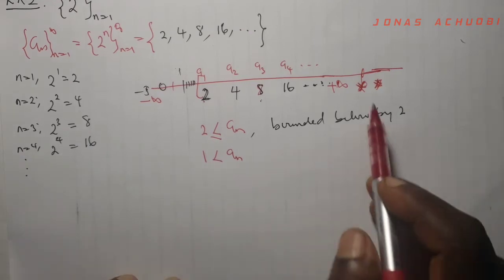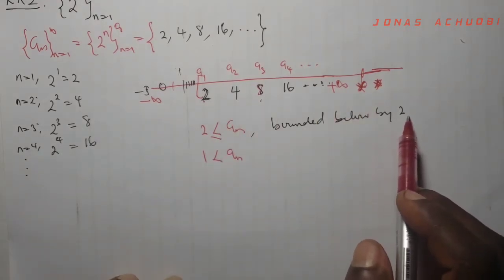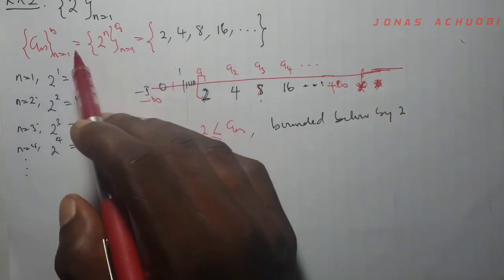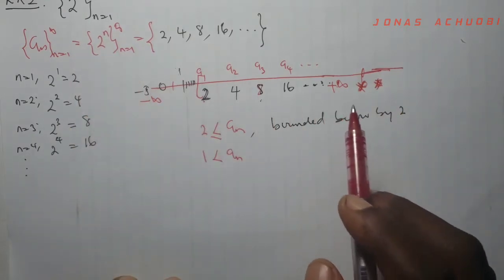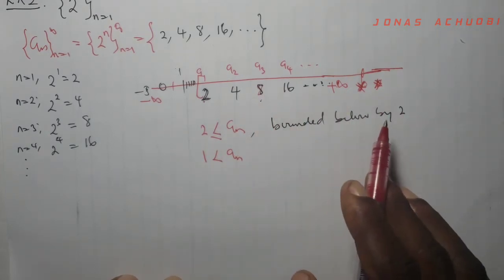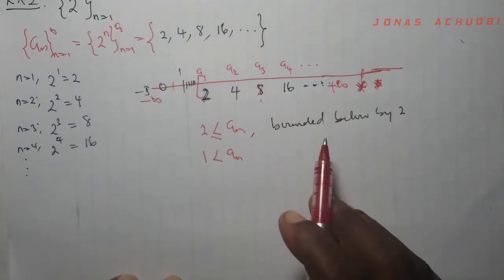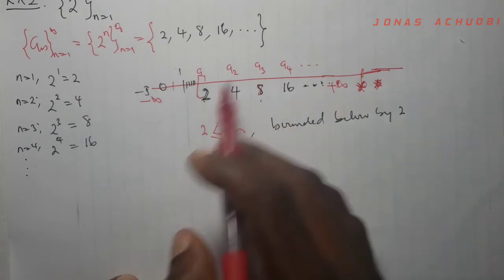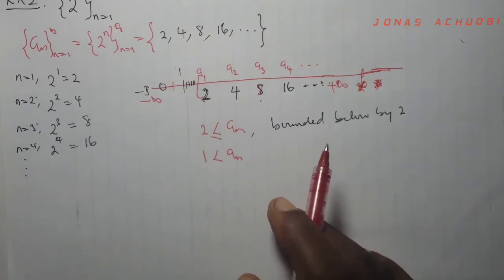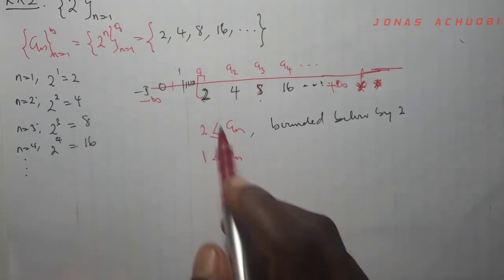So, since the sequence is bounded below by 2 and is not bounded above by any real number, this sequence a_n equal to 2 raised to the power n is said not to be bounded. So it's not a bounded sequence. For the sequence to be bounded, it must have a lower bound as well as what? An upper bound. So in this case, we only have a lower bound, which is what? 2. Of course, there are many more lower bounds. We'll pick 2.